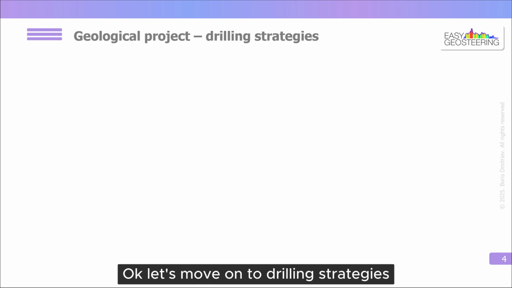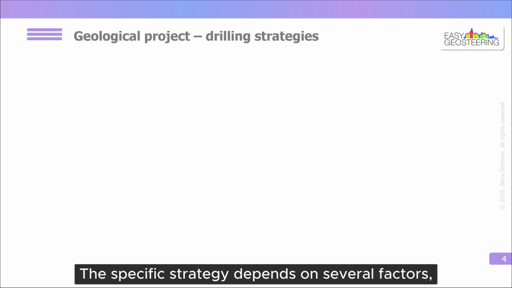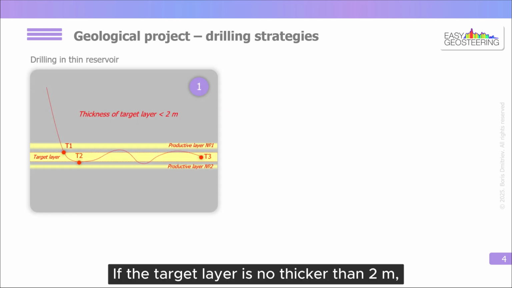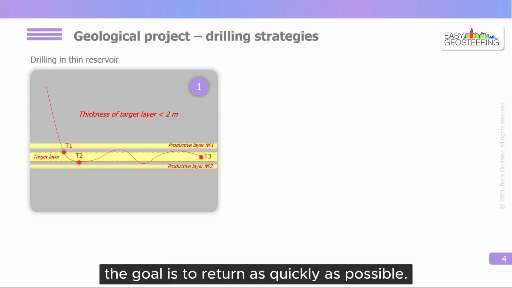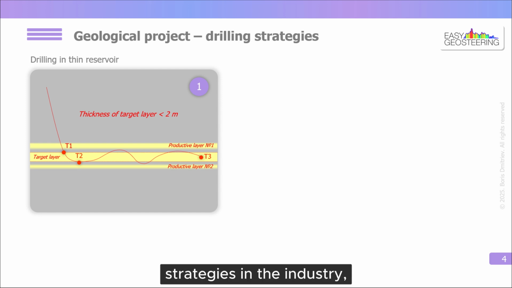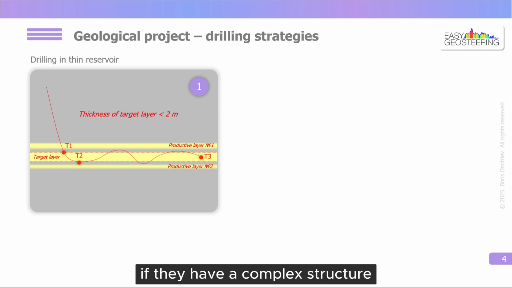Okay, let's move on to drilling strategies for horizontal sections. There are quite a few different options used in the industry, and we will focus on 4 of them. The specific strategy depends on several factors, and one of them is the thickness of the reservoir. If the target layer is no thicker than 2 meters, the strategy is simple. Try to keep the wellbore within the zone and maximize the productive length. If we exit the reservoir, the goal is to return as quickly as possible. This is one of the most common strategies in the industry, and it may also be used for thin layers if they have a complex structure with extreme dip angles and faults.